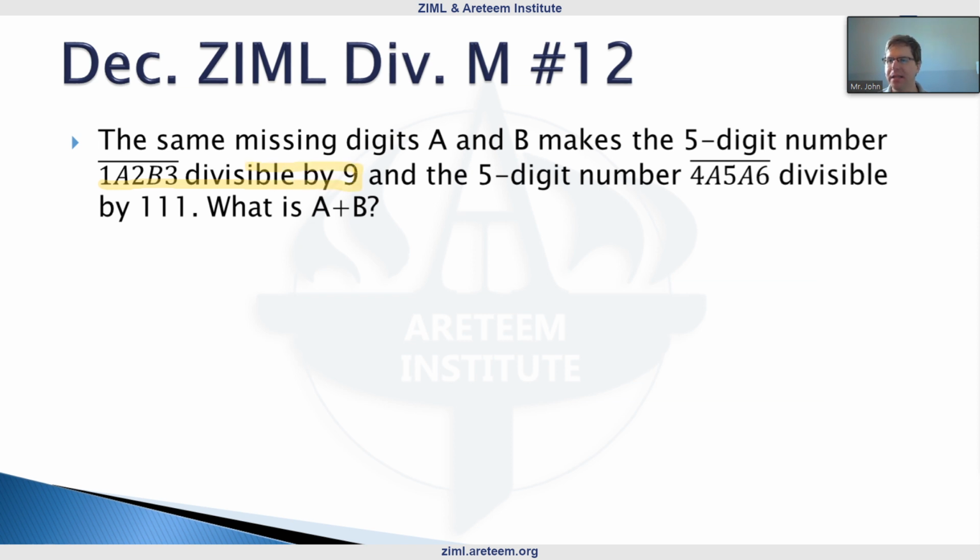The key thing here is that whenever we have missing digits, we want to label them by a letter. The line over the top is just talking about the digits. So 1A2B3 means the 5-digit number with 10,000s digit 1, thousands digit A, and so on.